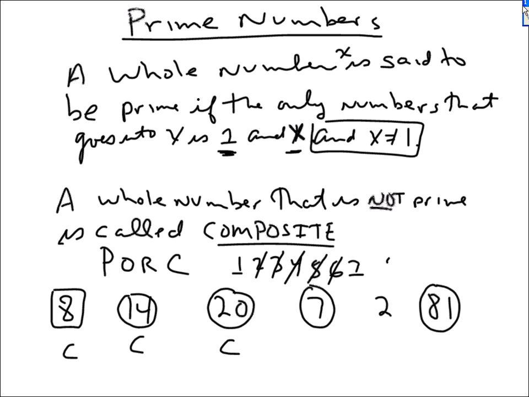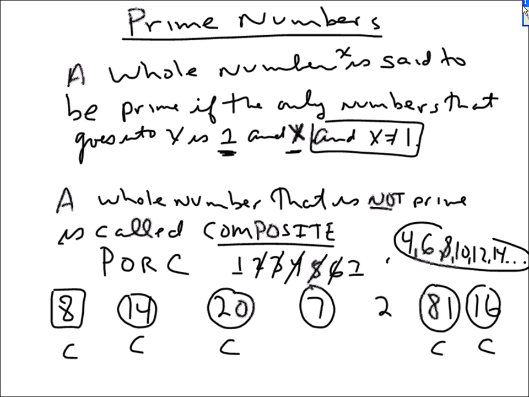81. 81 is not prime because 9 goes into it. It's composite. What about 16? Well, 16 is an even number. 2 goes into it. Composite. 2 goes into every even number. So 4 is not prime because 2 goes into it. 6 is not prime because 2 goes into it. 8, 10, 12, 14, etc. They're not prime because 2 goes into them.